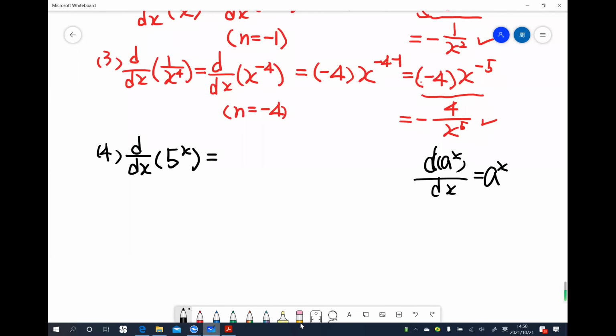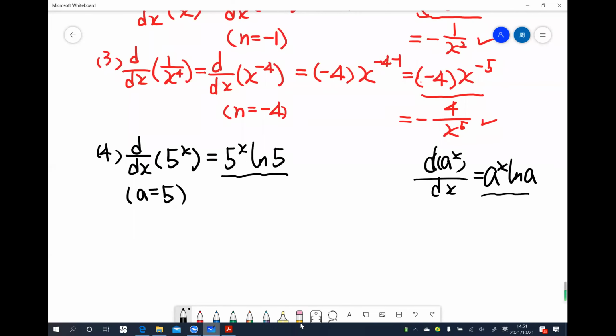Power x over x ln x ln a, times ln a, right? So here, we know a equals 5, so the derivative of 5 to the power x equals 5 power x times ln 5. We just substitute a equals 5 into this formula, so we can get the result here. This is the result of number 4. Any questions?